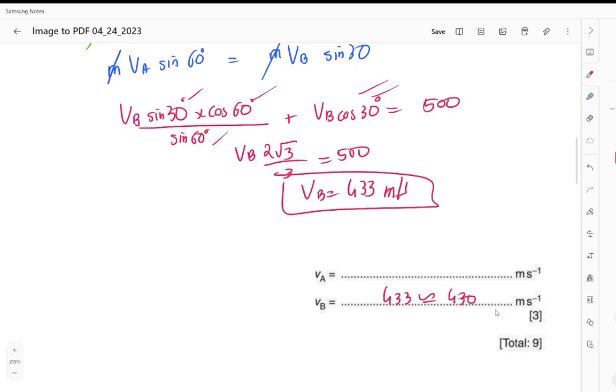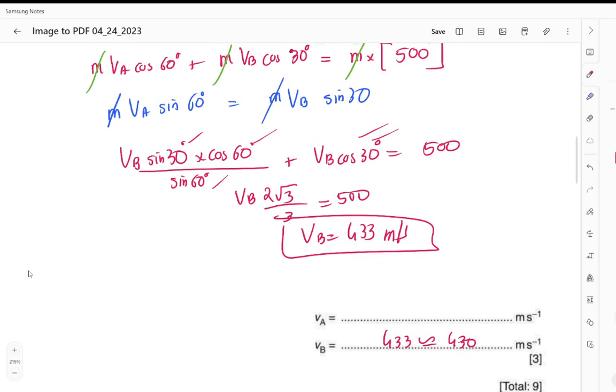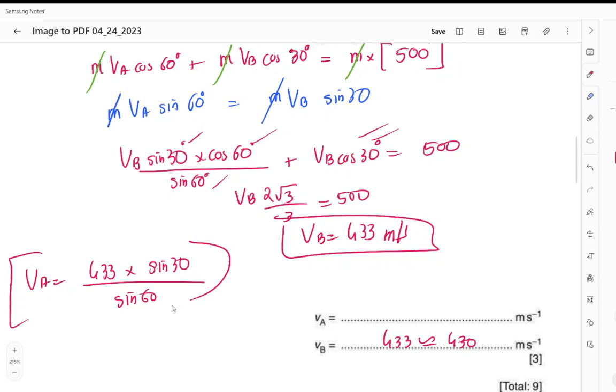So for VA, we can just input the value in the second equation. So VA is actually equal to 433 multiplied by sin 30 divided by sin 60. So VA will also come out. Whatever value I've got in the calculator, I'm just going to proceed with that. Multiplied by sin 30. I hope this is correct. Yep. Divided by sin 60. Yep, 250. So that does it.